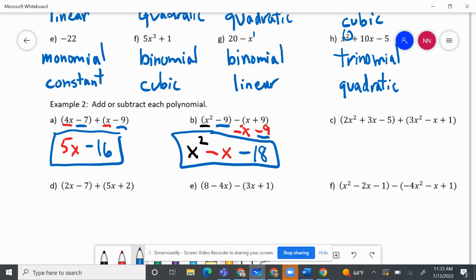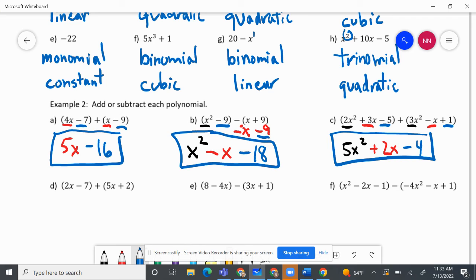For the next one, we're going to do the same thing. We see 2x squared, 3x squared, so that would be 5x squared. Then we're going to look at our x's, and we have 3x minus x, so that would be plus 2x. And then what we have is minus 5 and plus 1, which is minus 4. Okay, pause the video and try those next three.